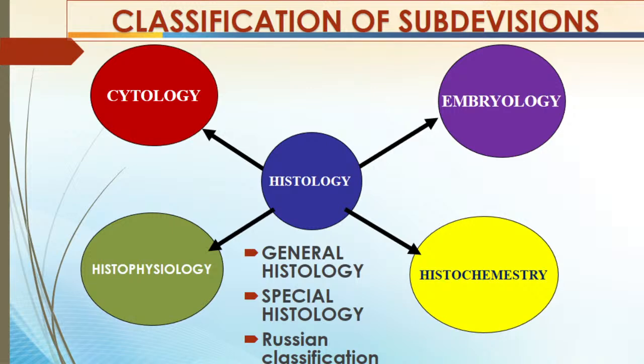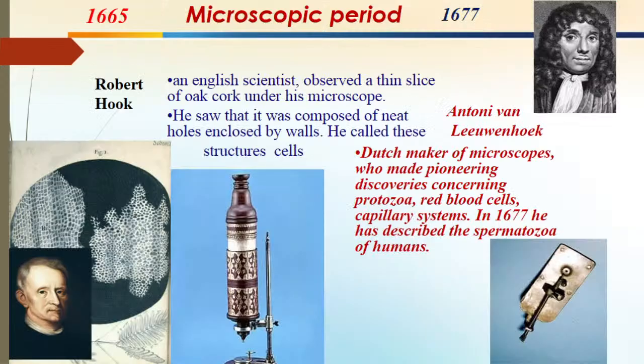So let's continue our talk about the microscopic period. The microscopic period started in 1665, when Robert Hooke, an English scientist, observed a thin slice of cork under the microscope, which he had made himself, and he saw that the cork tissue was composed of holes enclosed by walls. He named them cells.